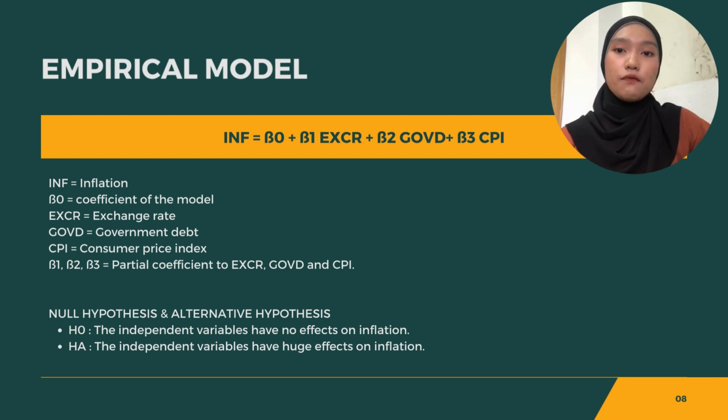INF represents inflation, EXCR is the exchange rate, GOVD is the government debt, CPI represents the consumer price index, and beta 1, 2, 3 here indicate the partial coefficients of the variables. There are two hypotheses that can be explained. First is the null hypothesis, which conveys the idea that any deviations from what has been thought to be true or observed in the past are entirely due to error.